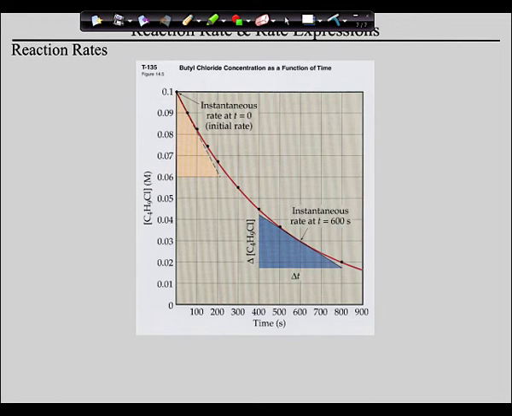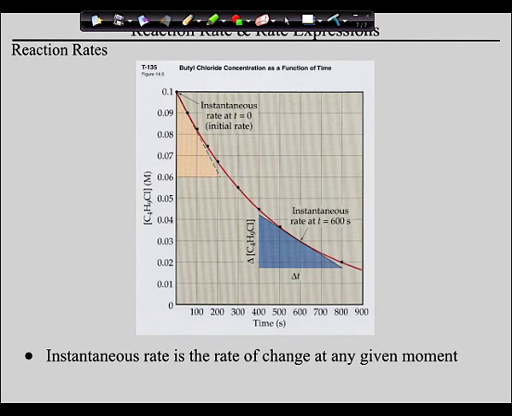You guys good? Okay. So now, guys, we're going to shift gears. Now that you have a good understanding of all this stuff about rates, this is the stuff you're not going to forget about, right?